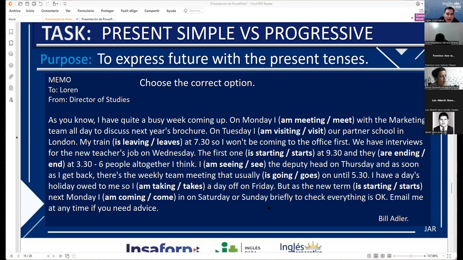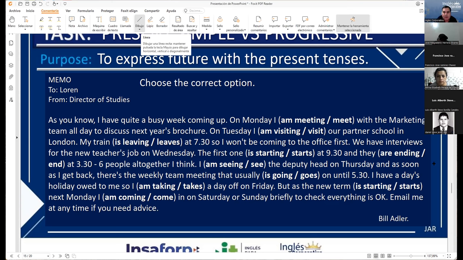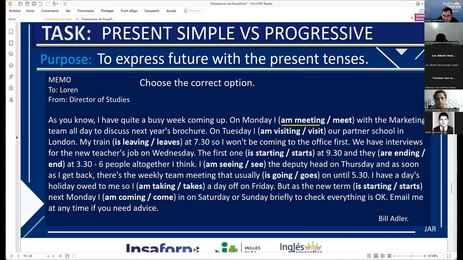As you know, I have quite a busy week coming up. On Monday, what? What do I say on Monday? I'm meeting, right? Something unique. I'm meeting with the marketing team. With the marketing team. To discuss this brochure. On Tuesday, what? I'm visiting our partner school in London. My train leaves at 7:30. So I won't be coming to the office first.